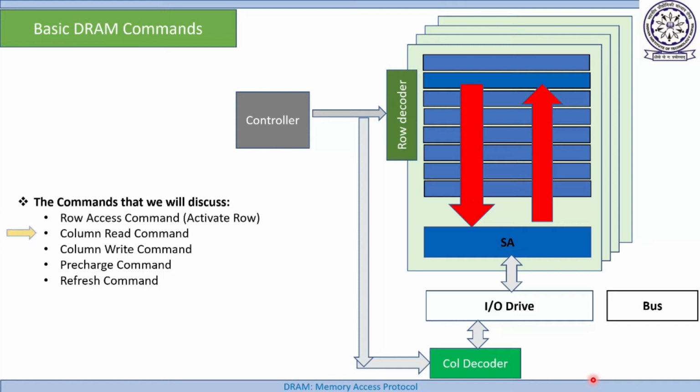Now we'll discuss the second command, the column read command. So we know what a column read command means. A column read command means we want to read a column content from a DRAM device or a DRAM bank. But we know that if we want to read a column content, then first of all the complete row should be available in the sense amplifier. So this means there must be a scheduling mechanism in the controller. That means the controller should not issue a column read command before issuing a row access command for the same row. Otherwise, the proper data will not be available in the sense amplifier.